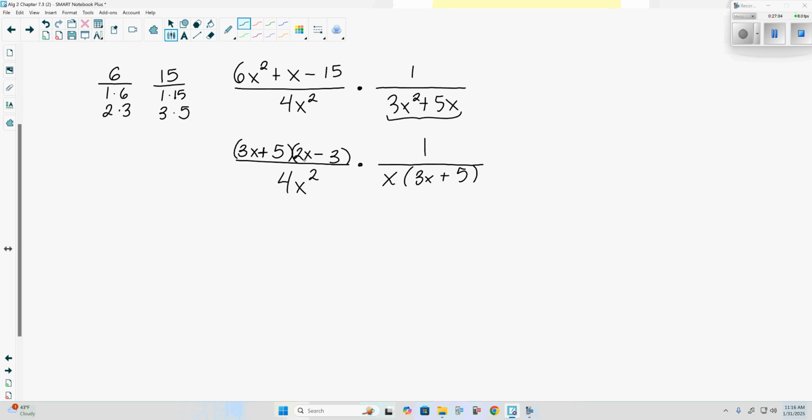Now it is a good idea just to make sure. 3x times negative 3 would be negative 9x. 5 times 2x is plus 10x, giving us a positive 1x, the middle term we wanted. So getting those others factored that are a little bit nicer helps us with ones that are a little bit harder, where we have more factors we're trying to get through.